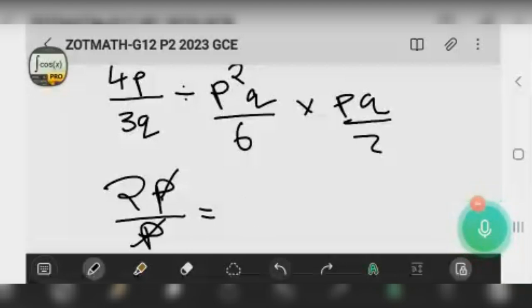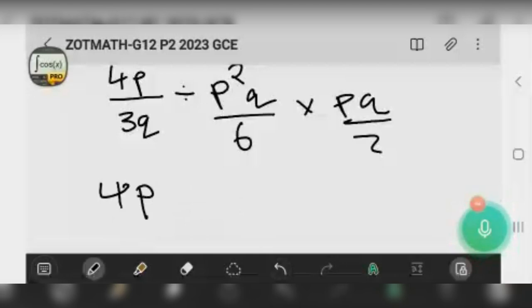Do you know the difference between 4p and maybe p raised to the power 4?